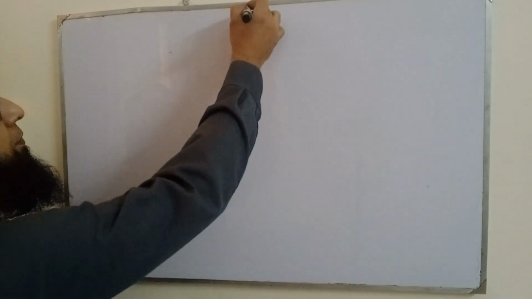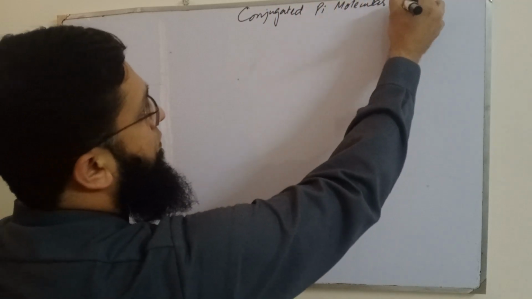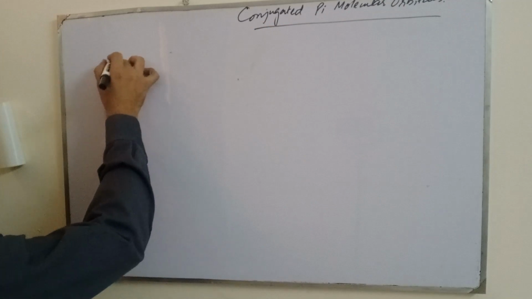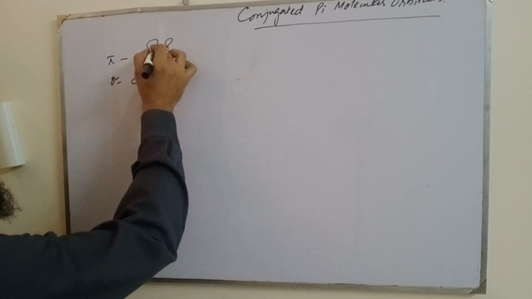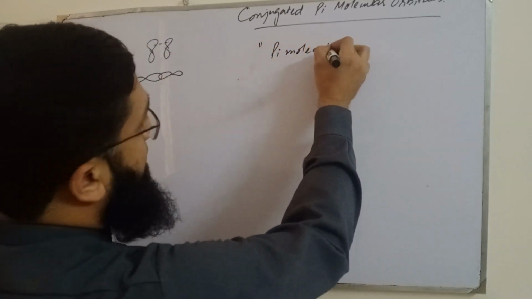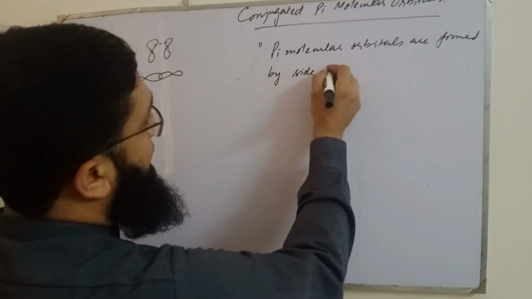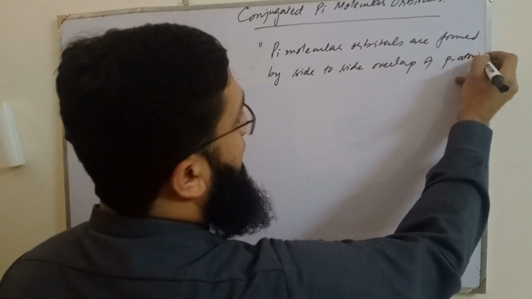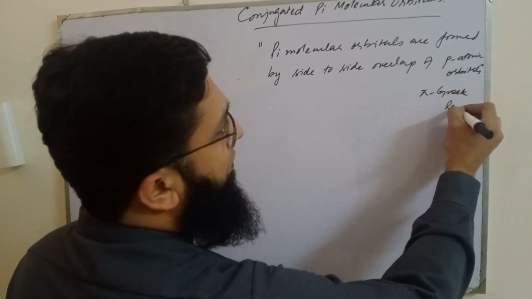Okay, now we see conjugated pi molecular orbitals. We know that there are two types of bonds, pi bonds and sigma bonds. Sigma bonds are formed by head-to-head overlap of orbitals, whereas pi bonds are formed by side-to-side overlap of orbitals. So here we are concerned with pi molecular orbitals. Pi molecular orbitals are formed by side-to-side overlap of p atomic orbitals, and pi is the Greek letter for p.